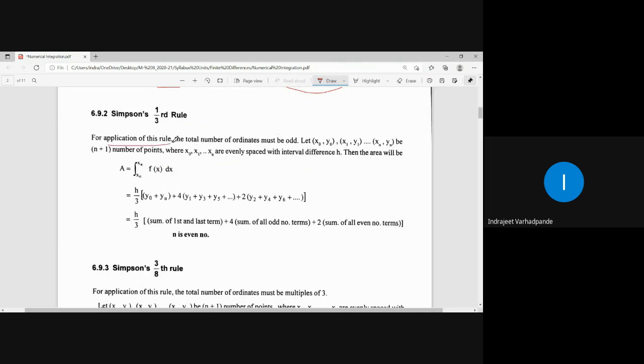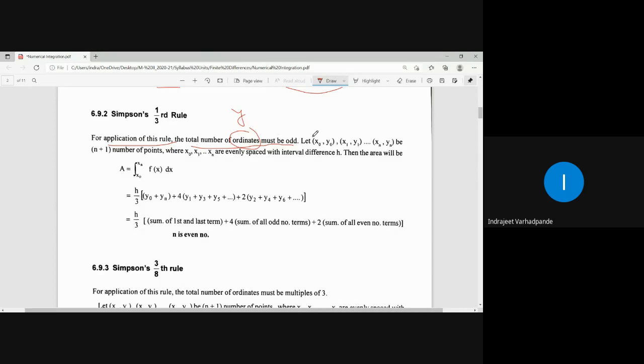For application of this rule, total number of ordinates must be odd. Ordinates means values of y. Apart from y0, all the remaining y values must be an even number. So even plus y0 will give you in total an odd number. y1, y2, y3, y4: how many values are there? 4. And along with that y0 will be added. So 4 plus 1, how much is it?